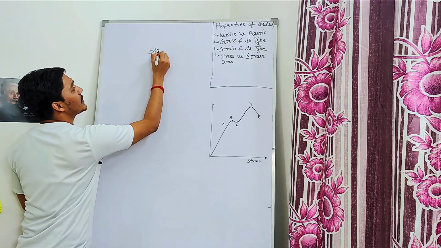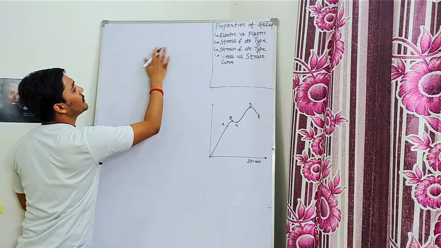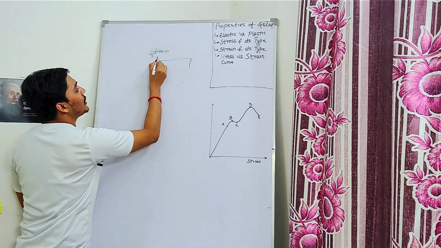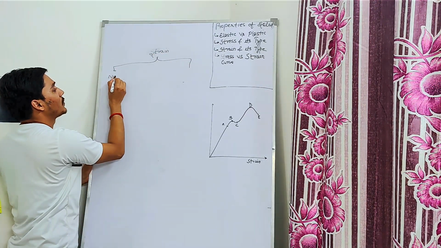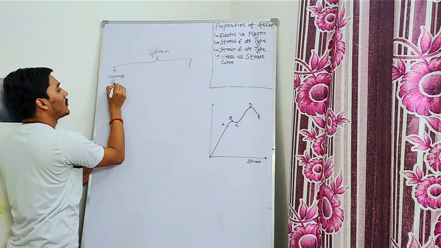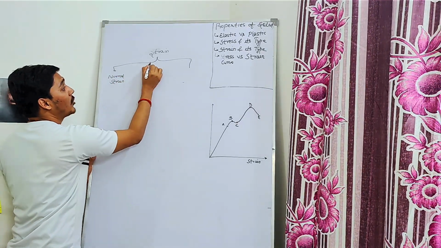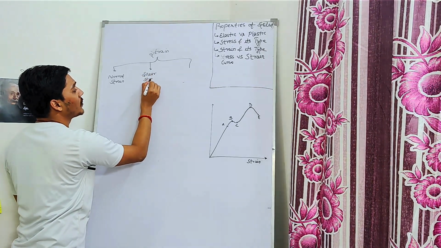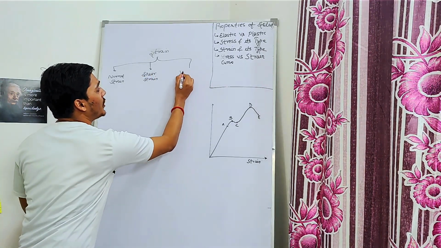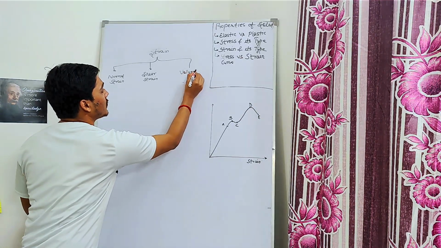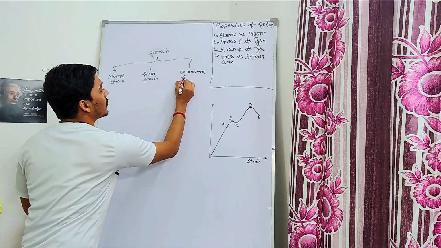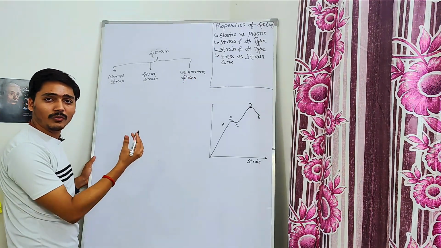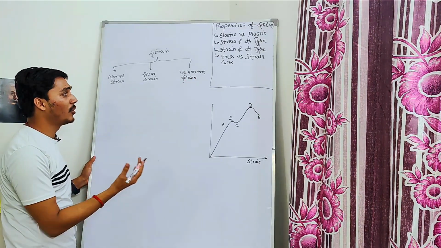Each stress will have its own strain. It means we can have normal strain, we can have normal shear strain, and we can have volumetric strain. Strain is actually the deformation relative to the original length, area, or volume.